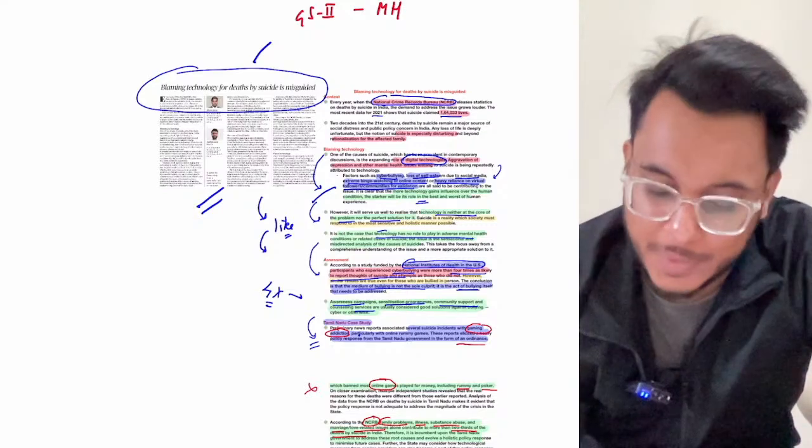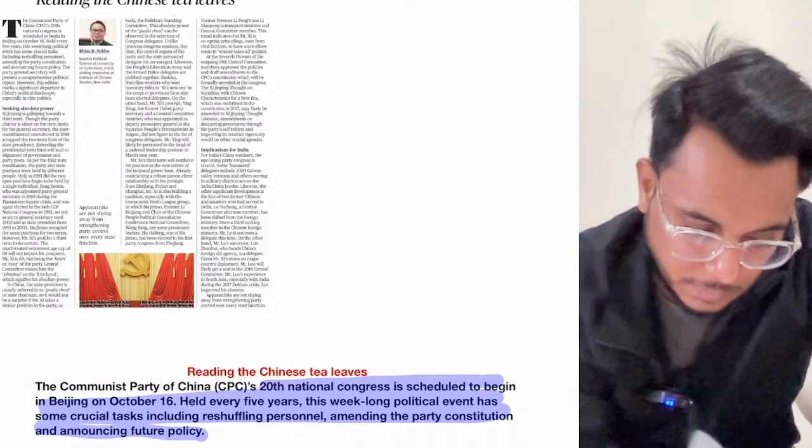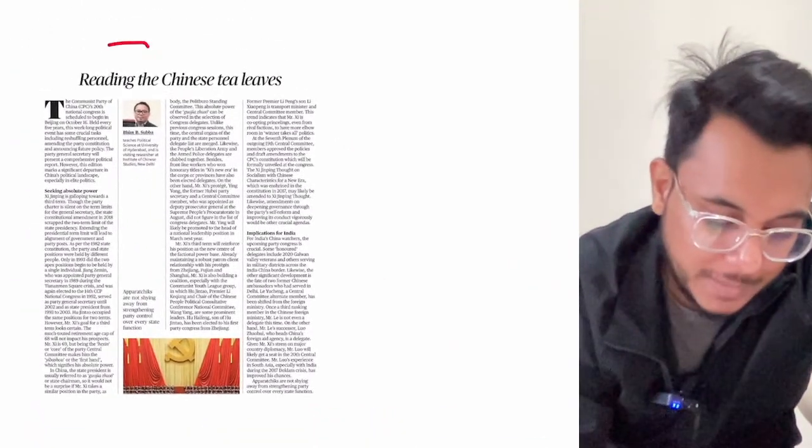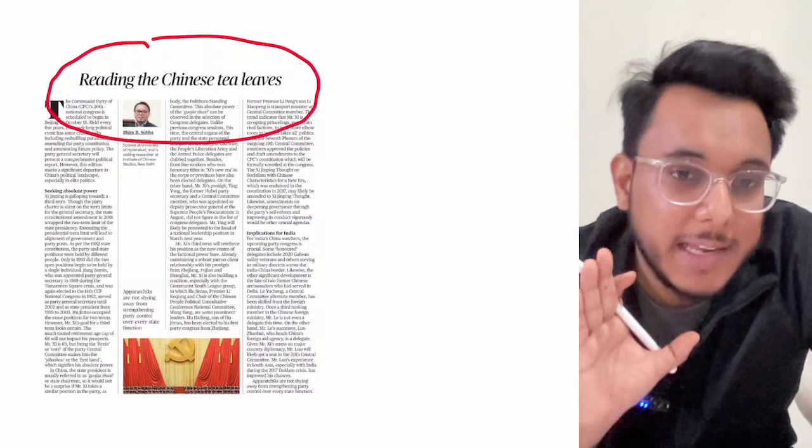So it is something that is all about this article. Now we'll move to the next article, reading the Chinese tea leaves. Okay, now guys, listen to me very carefully.